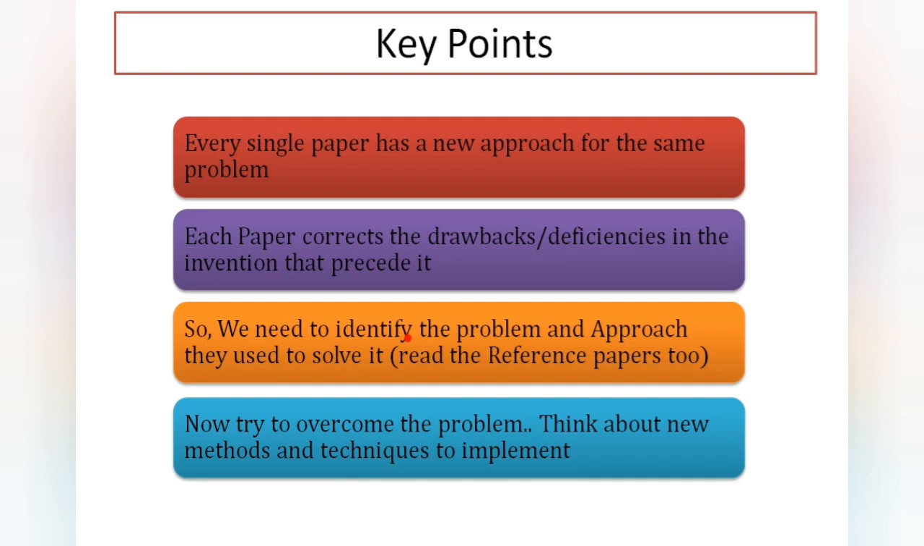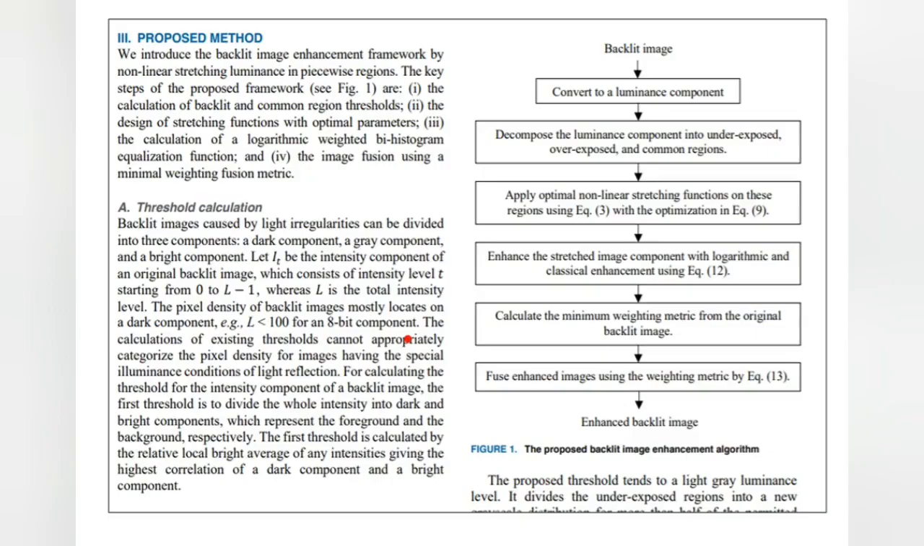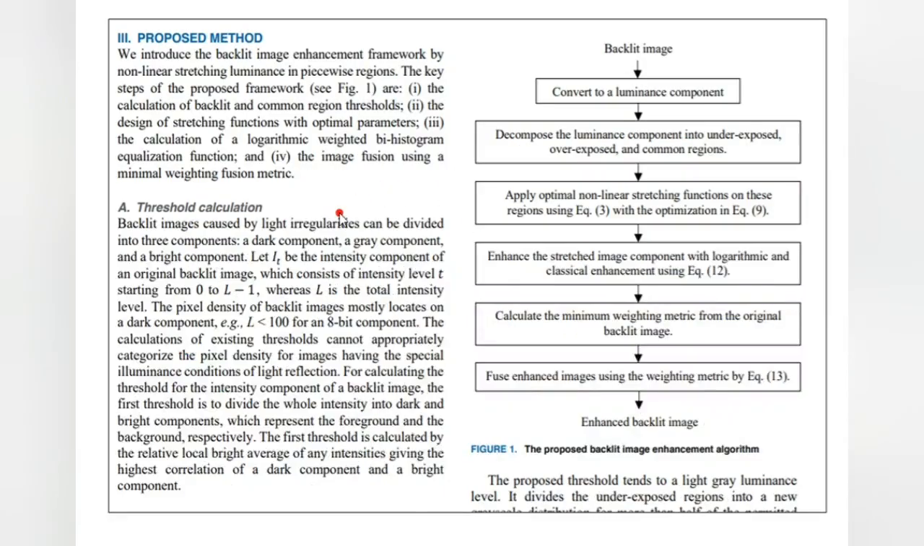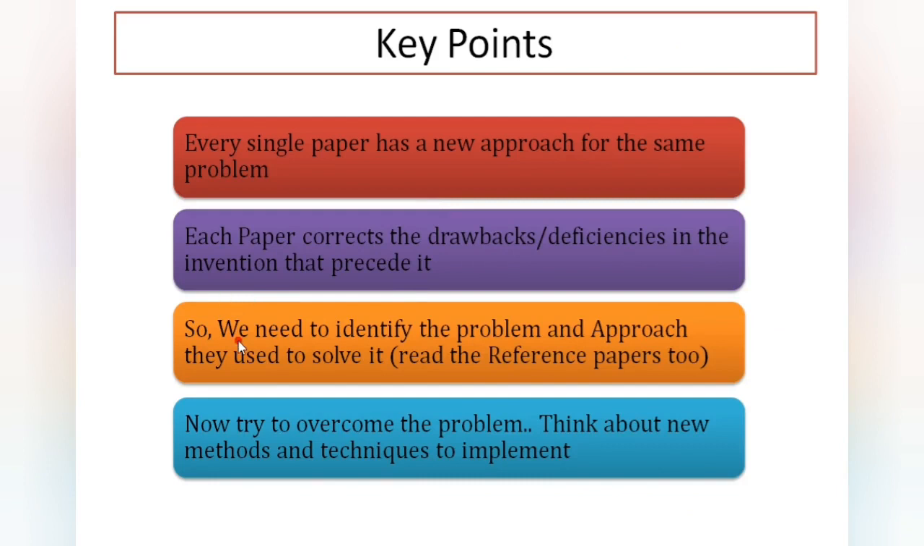Next, each paper corrects the drawbacks of previous papers. So consider this is your previous paper. You have to identify the drawback in this paper and come up with a solution. So we need to identify the problem and the approach to solve it. You have to read the reference papers also. Try to overcome the problem by thinking about new methods and techniques to implement. So these are the key points.